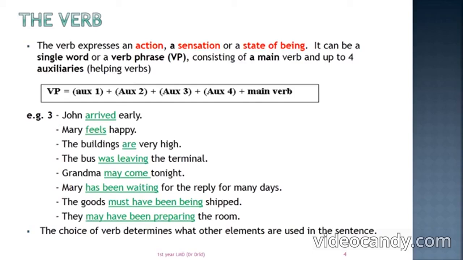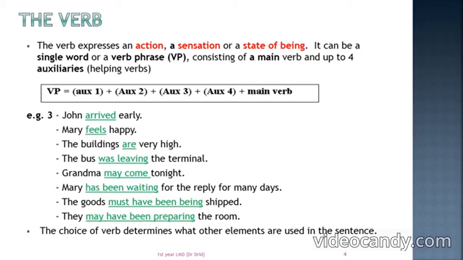Another remark is that the verb element is not necessarily one word. It depends on the tense of the sentence. Sometimes we have one word, sometimes we have 2 words, 3 words, or 4 words. This depends on the tense of the sentence. We notice in the first 3 examples that we have only one word. It is the main verb. But in the other examples we have more. There is a rule here.